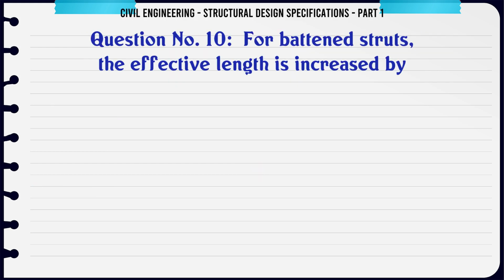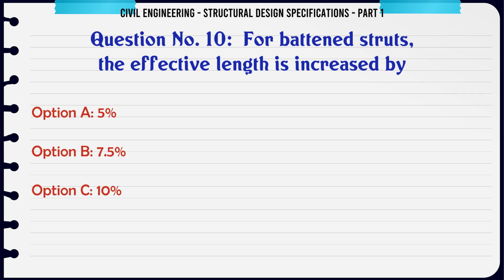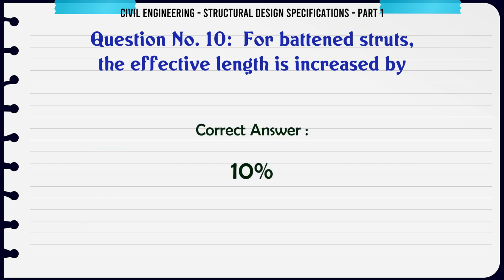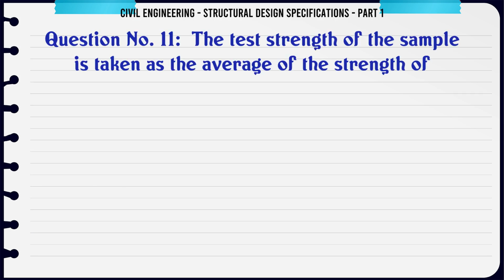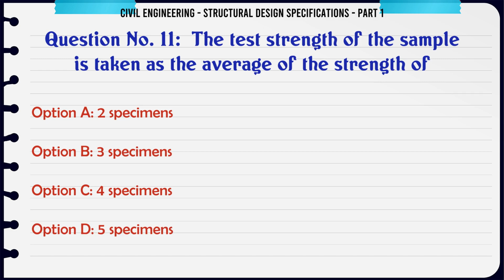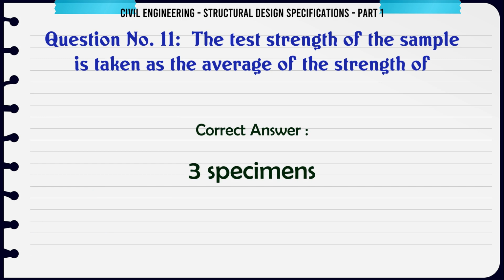For battened struts, the effective length is increased by: A. 5%, B. 7.5%, C. 10%, D. 12.5%. The correct answer is 10%. The test strength of the sample is taken as the average of the strength of: A. 2 specimens, B. 3 specimens, C. 4 specimens, D. 5 specimens. The correct answer is 3 specimens.